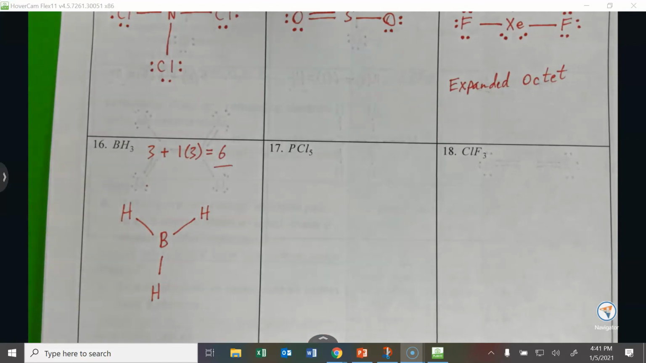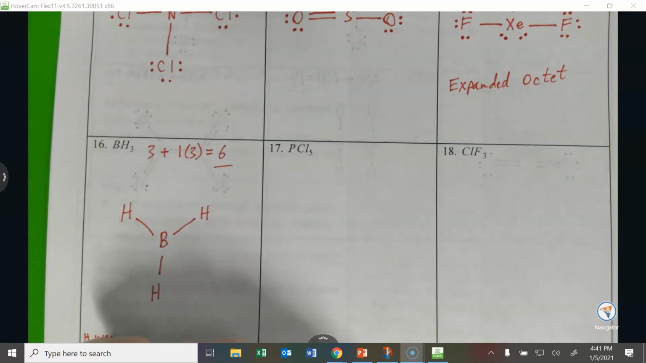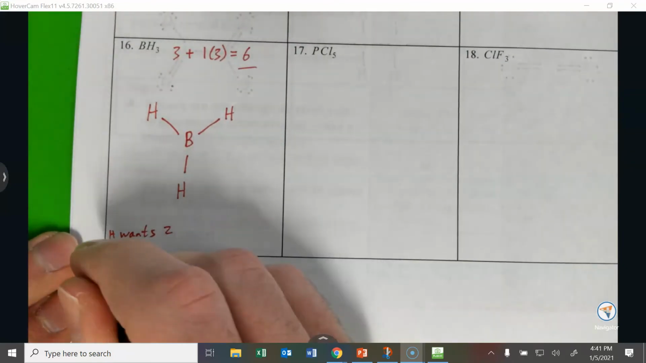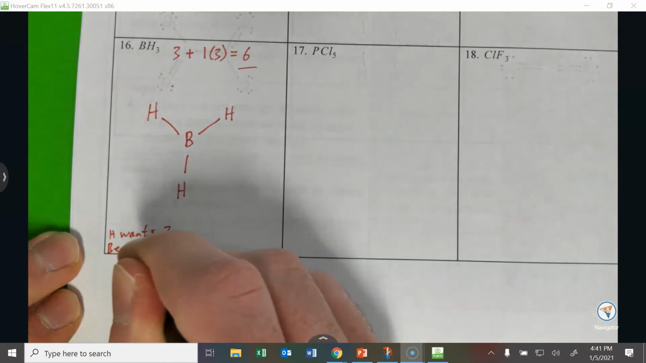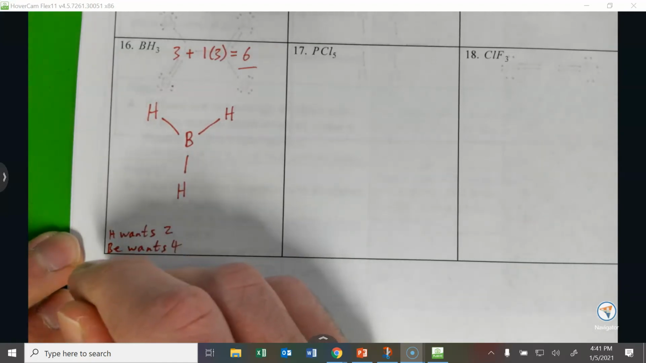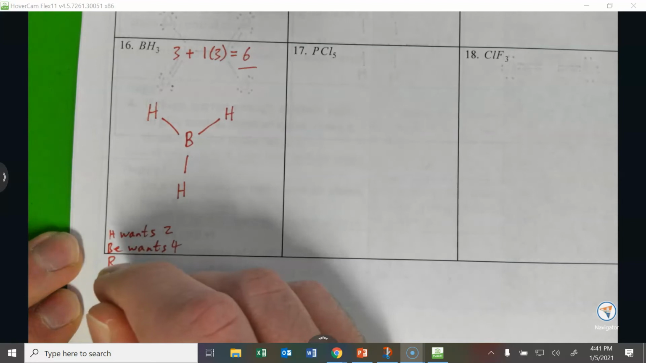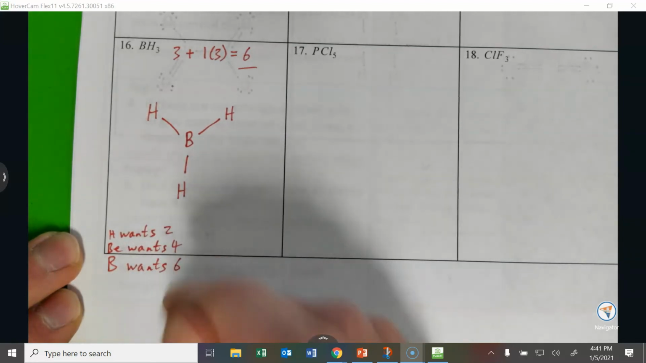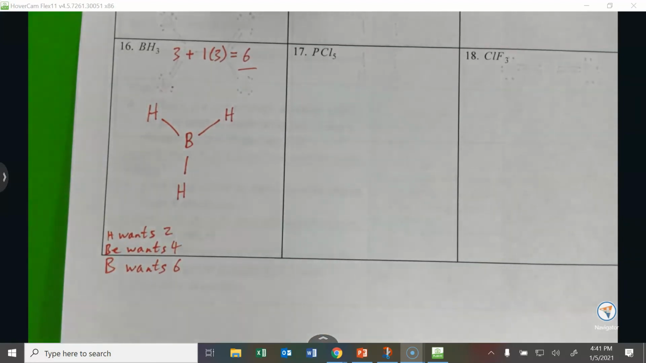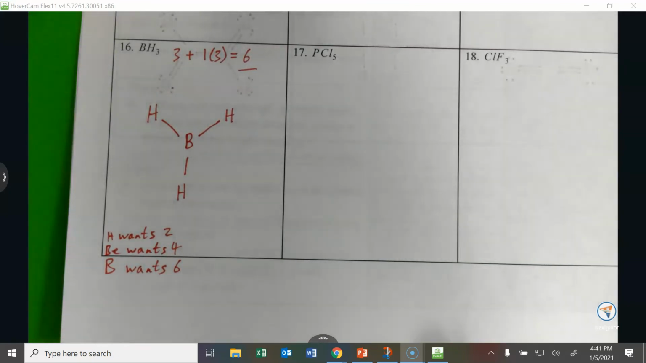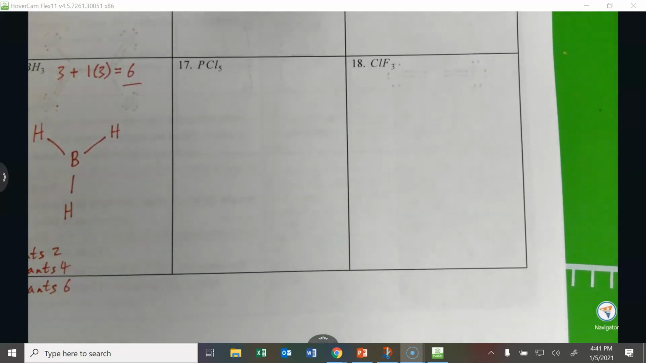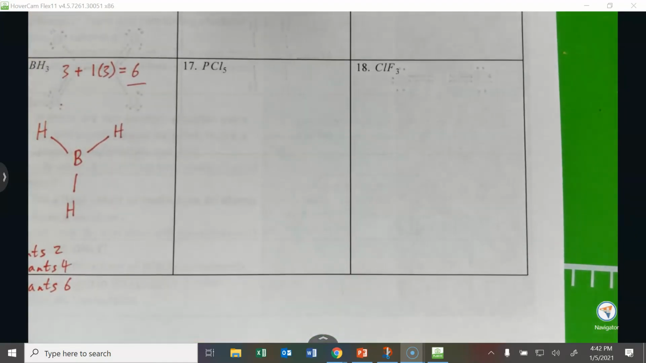Can I do that? Well, don't forget we've got those exceptions. Hydrogen is an exception that wants 2 valence electrons. Beryllium wants 4, and boron is another exception. It wants 6 valence electrons instead of 8. So this is the correct structure for BH3. Everyone's happy. Let's look at PCl5. That already sounds weird.